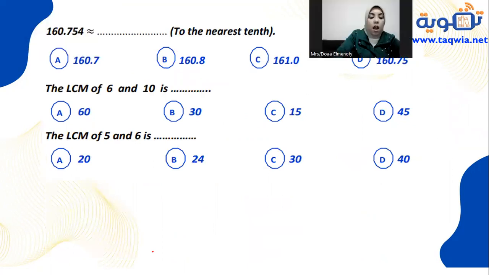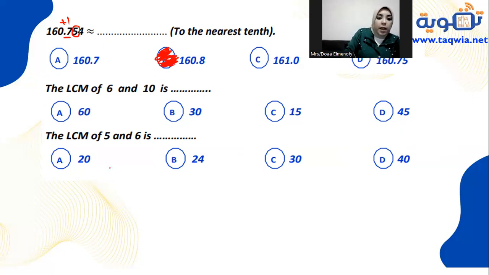Okay, here I have 160.754. I want to round it to the nearest tenth. Okay, to the nearest tenth, where's the tenths place? So this is the tenths place. I'm going to underline it and circle the digit to the right. So is 5 weak or strong? It is strong. So we'll give 7 a 1. Yes, we have to add 1 to 7 to make 8. So it's going to be 160.8.